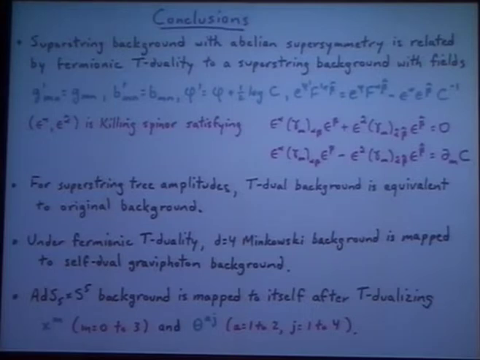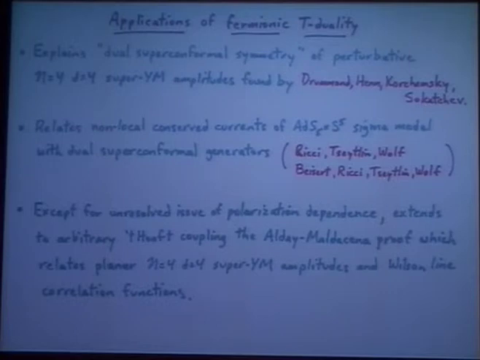Okay, so let me discuss applications now. These are applications which have already been found. It explains this dual superconformal symmetry for perturbative super Yang-Mills amplitudes, which will be described in the next talk. It can also be used to relate non-local conserved currents of the AdS5 x S5 sigma model with these dual superconformal generators. So you have these new superconformal generators that I discussed, which are not in the original ones. And they turn out to be related to these non-local conserved currents.